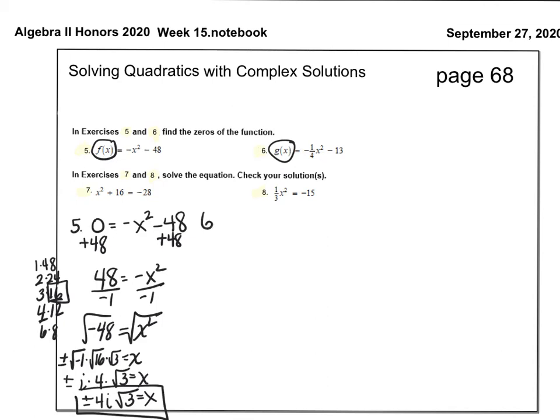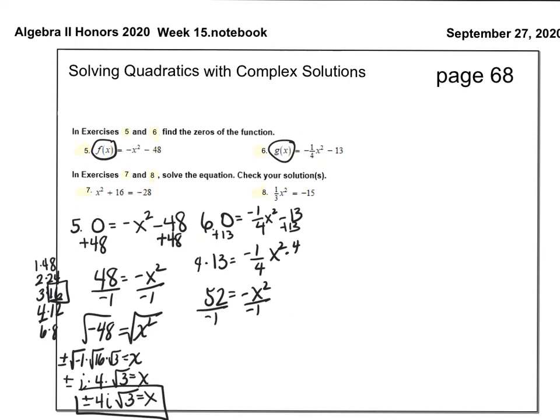Moving on to number 6, I'm going to put 0 in place of g of x. I'm going to add 13 to both sides. I'm going to multiply both sides by 4. Divide by negative 1. I could have multiplied by negative 4, but I didn't. Take the square root of both sides. Plus or minus the square root of negative 1.